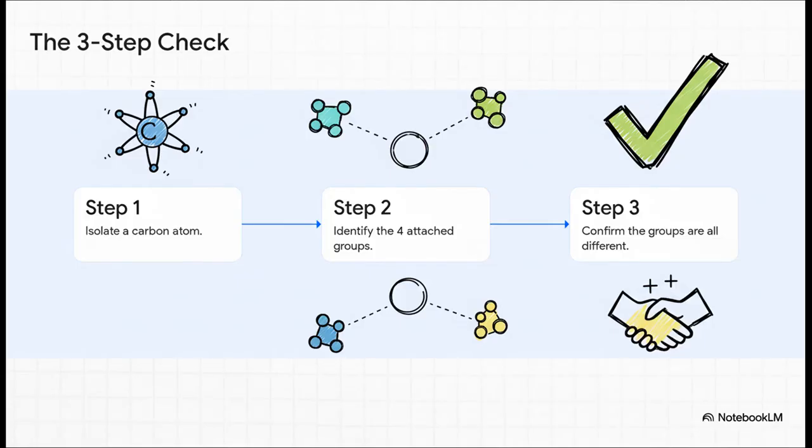So, how do we find one? It's a simple 3-step check, really. First, you just pick a carbon atom. Then, you look at the 4 things attached to it. And last, you just have to ask yourself, are all 4 of those groups different from each other? Let's give it a shot with our molecule.